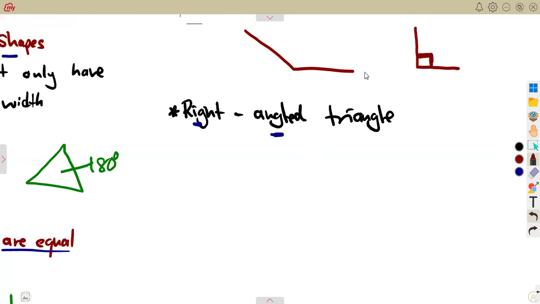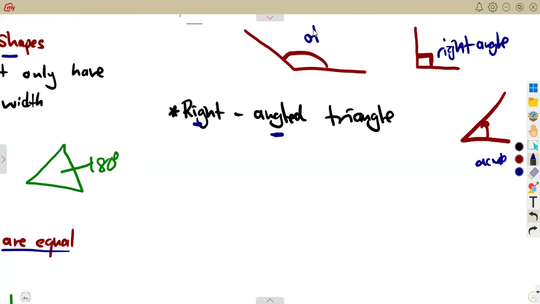If the angle is given like this, you must also be able to tell what type of angle this is. Remember, an obtuse angle. If the angle is like this, you must also be able to tell it's less than 90 degrees. So we are talking of an acute angle. So we've got an acute angle, we have got a right angle, and an obtuse. All this, you're supposed to know. So the type of the angle affects the type of the triangle.